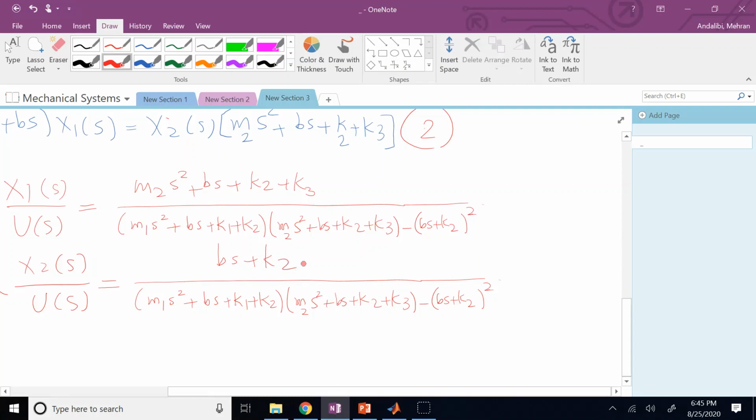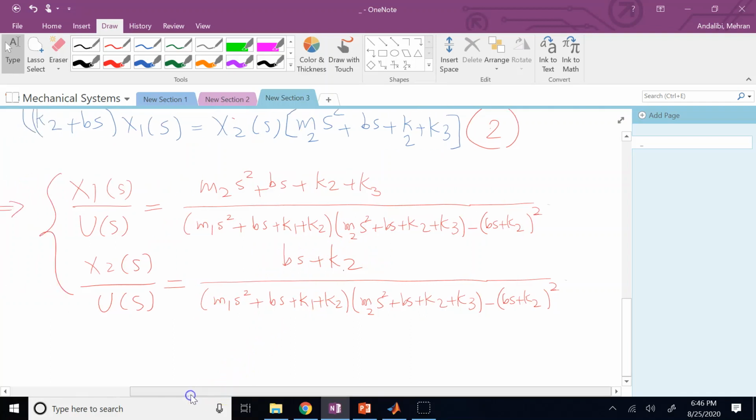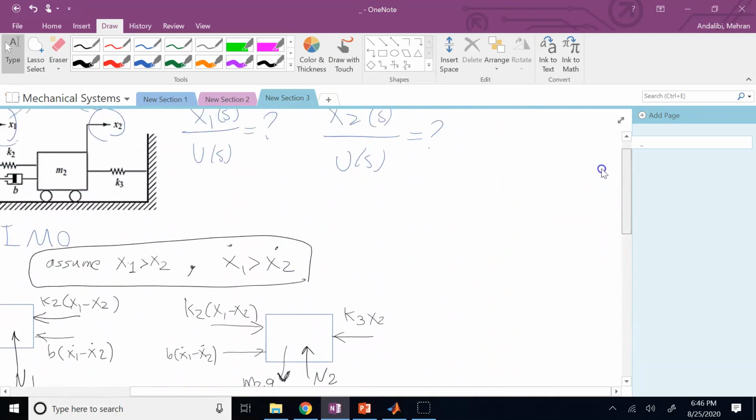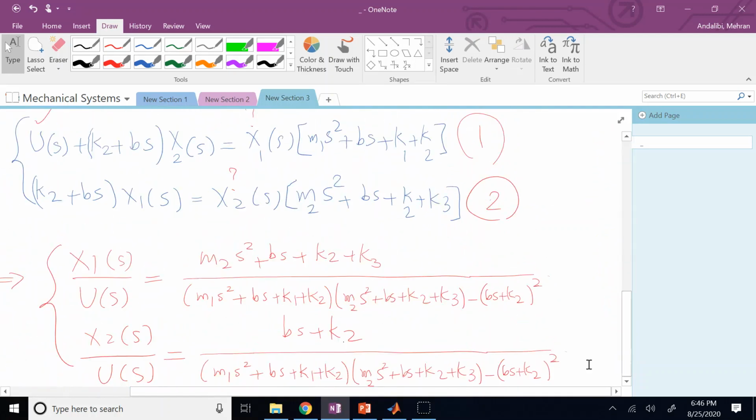Okay, so you get both fourth order systems because you see s squared is multiplied by s squared, so the denominators are both polynomials of order 4. So these are your transfer functions, and that's how we solve for this single input multiple output system, finding the transfer functions. Okay, so that's example number 1.